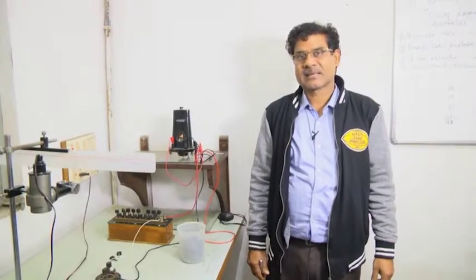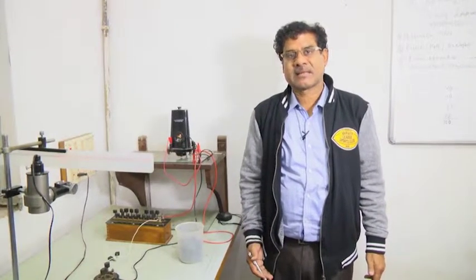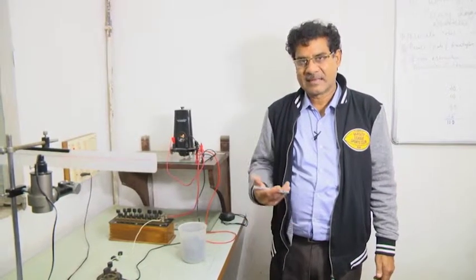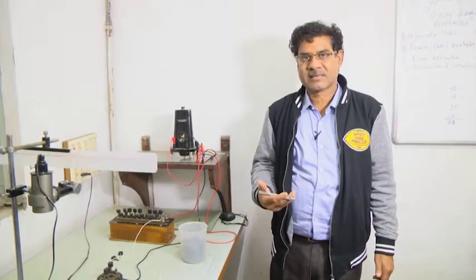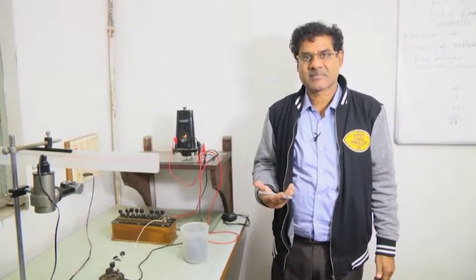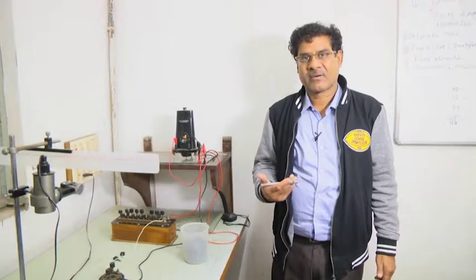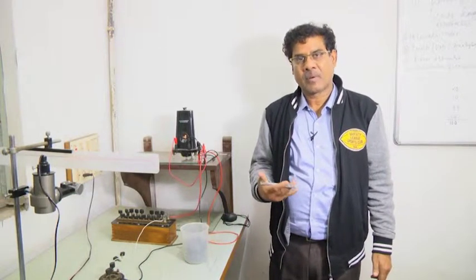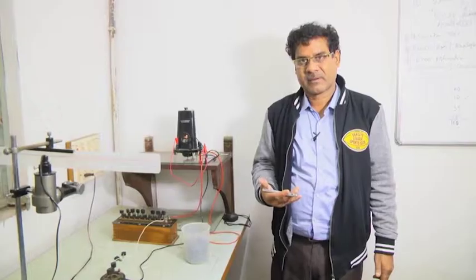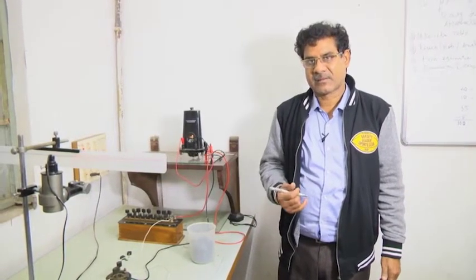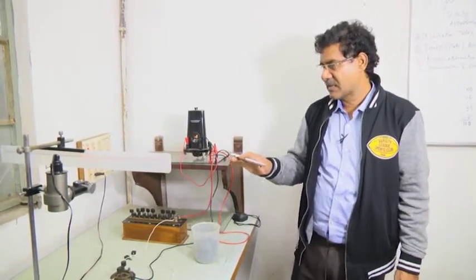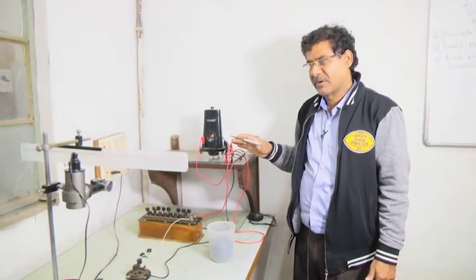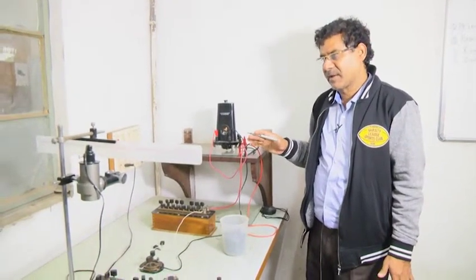So, in last class I have discussed the current sensitivity as well as charge sensitivity of a suspension type moving coil galvanometer. So, now we will perform the experiment using this galvanometer. So, this is the experimental setup for this experiment.